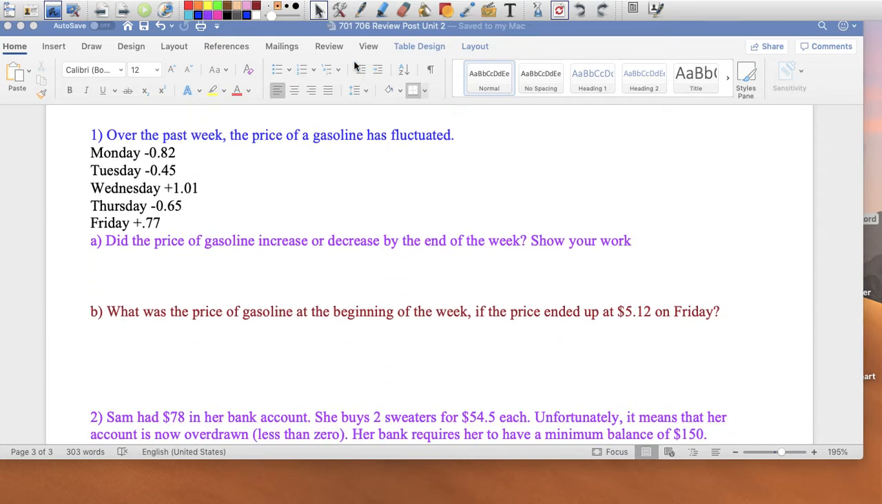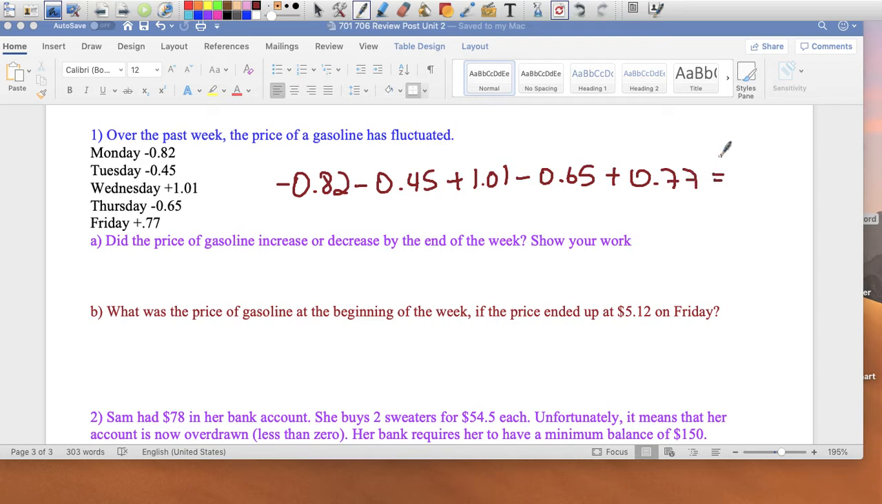Okay, so again, we have that problem, right? Where price is fluctuating. I'll write it like this. And that's not that difficult to do. Negative 82 minus 0.45 plus 1.01. And it's going to take a while. Minus 0.45 plus 1.01 minus 0.65 plus 0.77. I hope I did it correctly. And it looks like it's going to be negative 0.14.